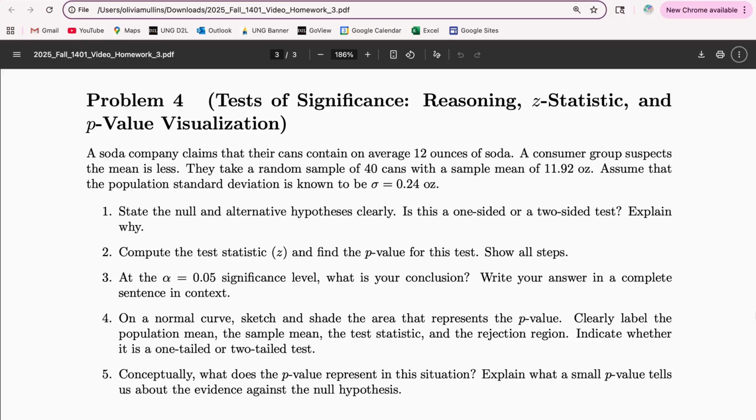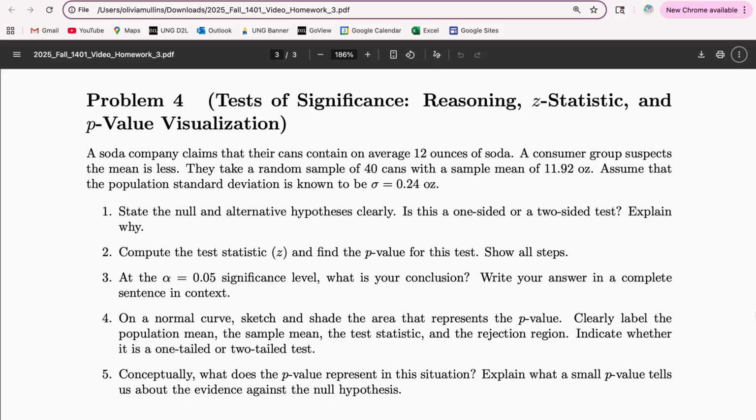Moving on to problem 4, it says, a soda company claims that their cans contain on average 12 ounces of soda. A consumer group suspects the mean is less. They take a random sample of 40 cans with a sample mean of 11.92 ounces. Assume that the population standard deviation is known to be 0.24 ounces.